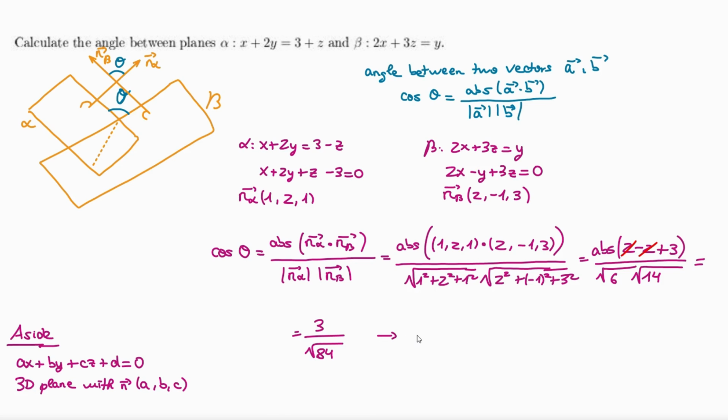That's not the end of the problem, since this would be just the cosine. So theta equals the arc cosine of 3 over root 84, which is close to 71 degrees.